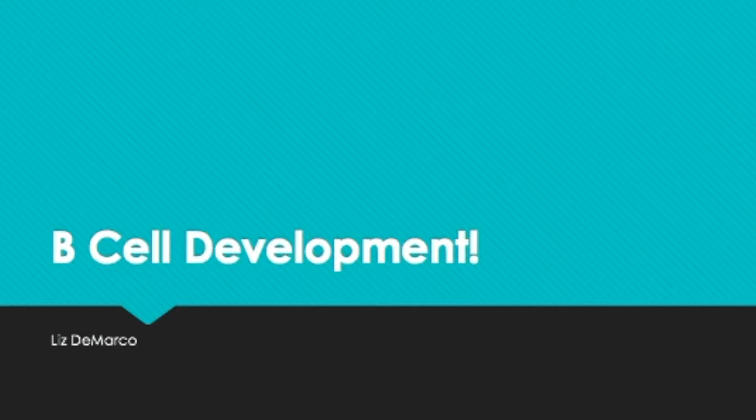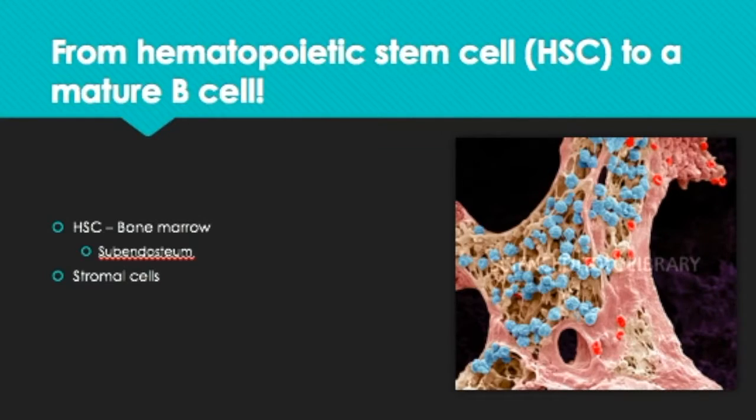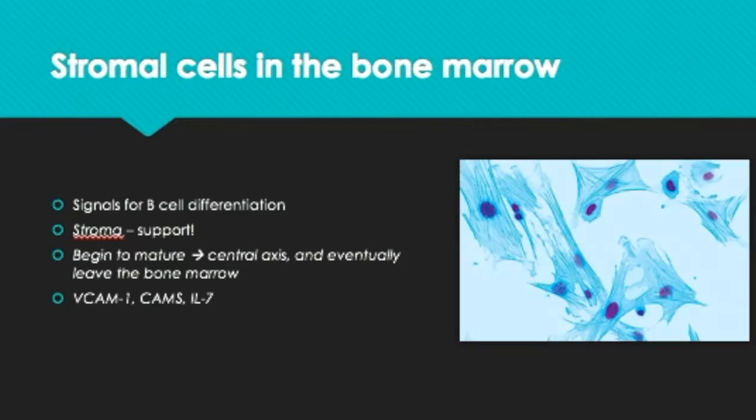First, we must discuss hematopoietic stem cells, or HSC. These cells are found in the bone marrow and begin differentiation. Stromal cells are also found in the bone marrow to support the development of cells into B cells. Stroma is a Greek word for mattress. These are supporting cells, and they signal B cell differentiation.